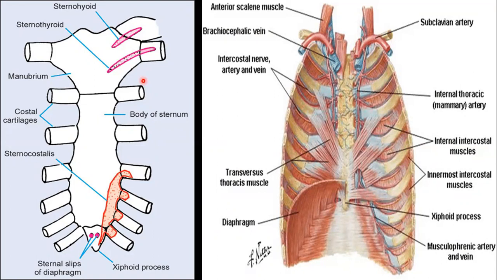When we talk about the relations of the posterior surface, basically the relations are very easy. We'll talk from left to right. The parts which you need to remember are, first, we have a brachiocephalic vein. We are talking from left to right. We are going from here to here. So we have a brachiocephalic vein.